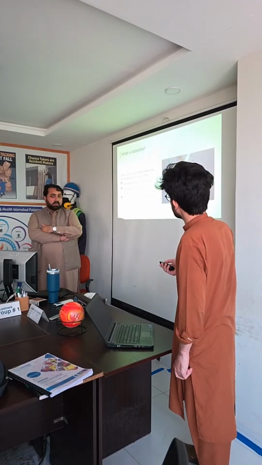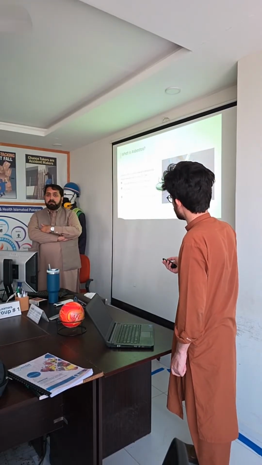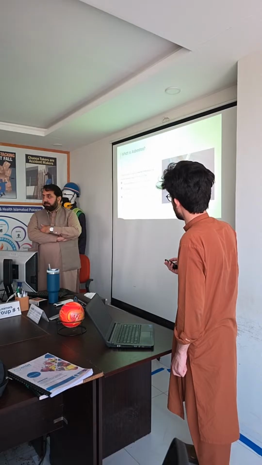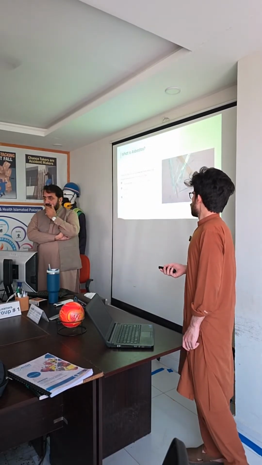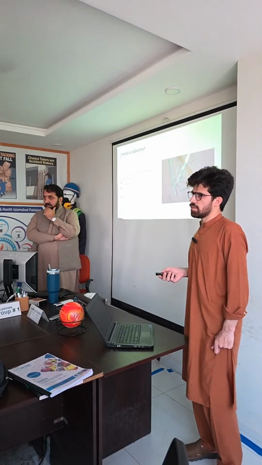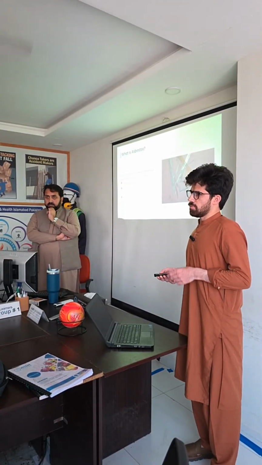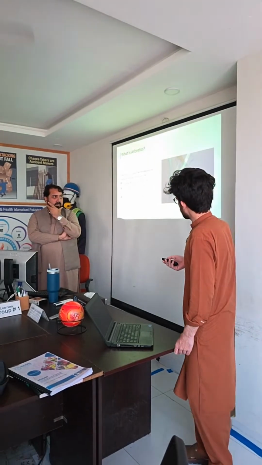So first we will discuss that asbestos refers to a group of 6 naturally occurring silicate minerals made of microscopic fibers. So asbestos is a material made of microscopic fibers, and it was used for construction. Asbestos was found in 3 forms.